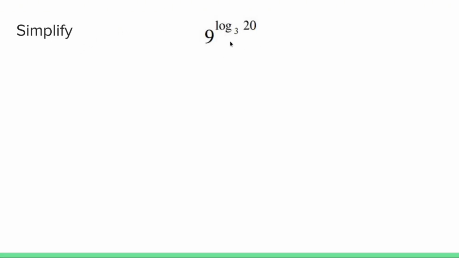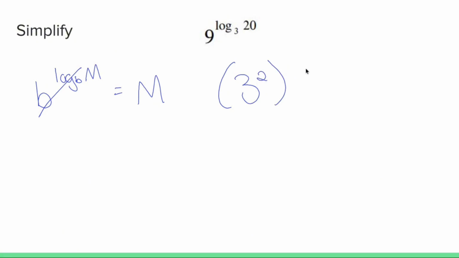Simplify 9 to the log base 3 of 20th power. There is a rule that says if you have b to the log base b of m, the b and log base b cancel each other out, and you're left with just m. Now you're looking at this and saying, buddy, that's not at all what you have. Oh no, you're right. That is not what I have. What I have is 9 to the log base 3 of 20th power. I can turn 9 into 3 squared. So now this is 3 to the second power, and this is log base 3 of 20.